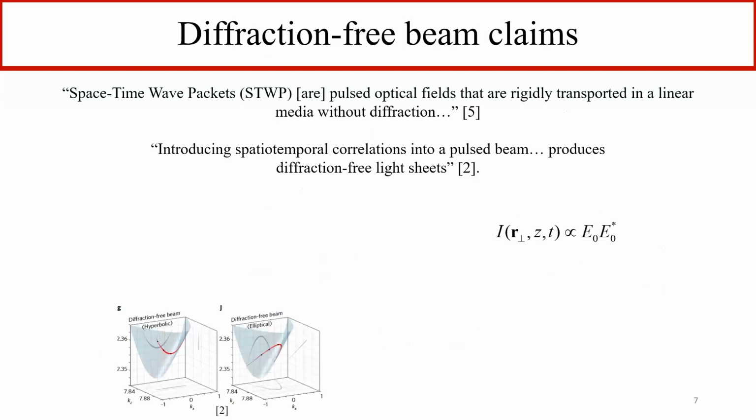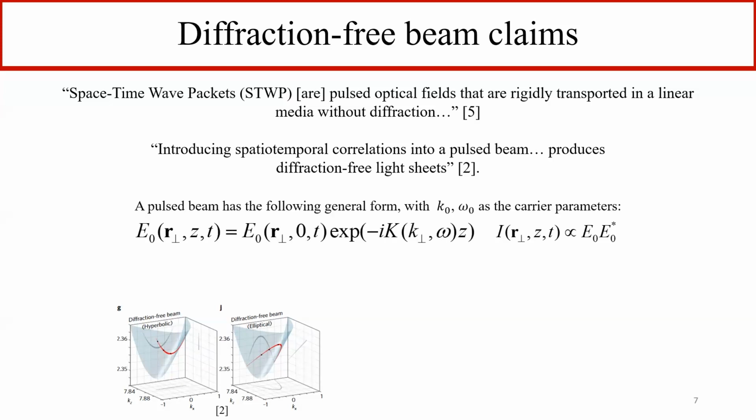So now let's look into the claims themselves. These are quotes from those papers I showed earlier on what they're claiming. They're claiming that space-time wave packets, or STWP, are pulsed optical fields that are transported in linear media without diffraction. And this is done by introducing spatiotemporal correlations into a pulse beam, and that produces diffraction-free light sheets. So let's investigate this.